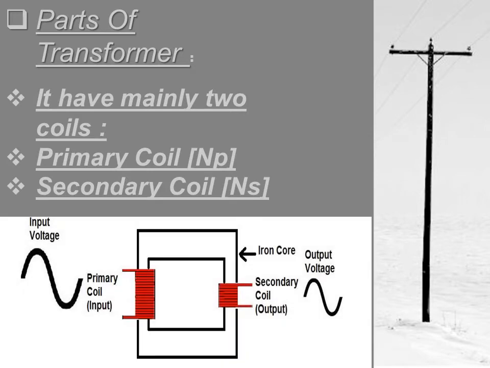On the left side we have the primary coil, which is acting as an input, because from here we give the voltage to the system. This voltage passes across the iron core and gets to the secondary coil, from where we can get the voltage as an output.